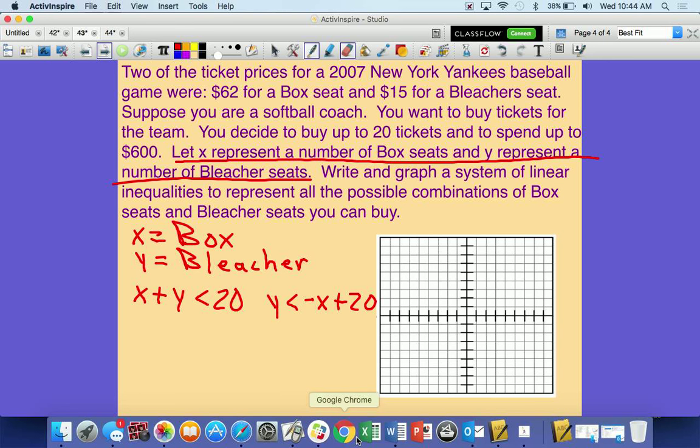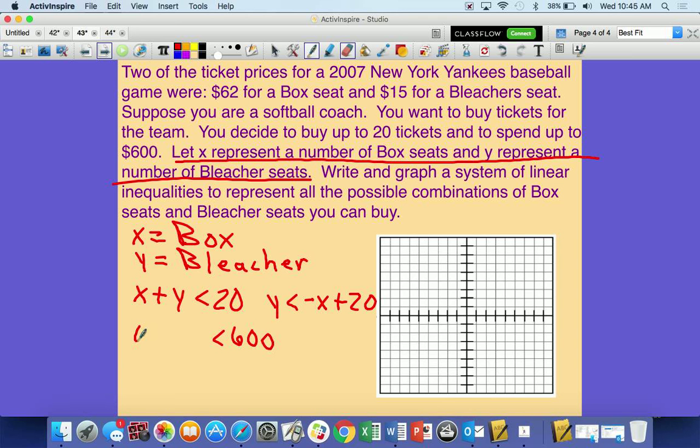For our other one, we do the same thing, except we're going to be dealing with prices now. We know that we can spend up to $600. Once again, not equal to 600, and definitely not more than, so it's going to be less than $600.